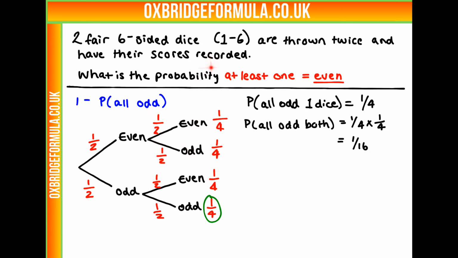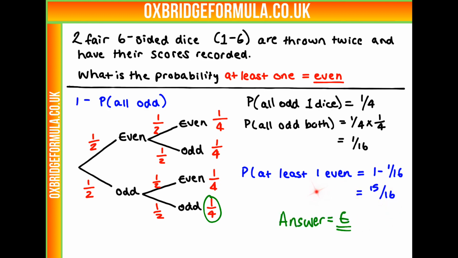So now we can work out the probability of at least one being even. That's just 1 take away our all odd answer. 1 take away 1/16 is 15/16. And so our final answer is E.